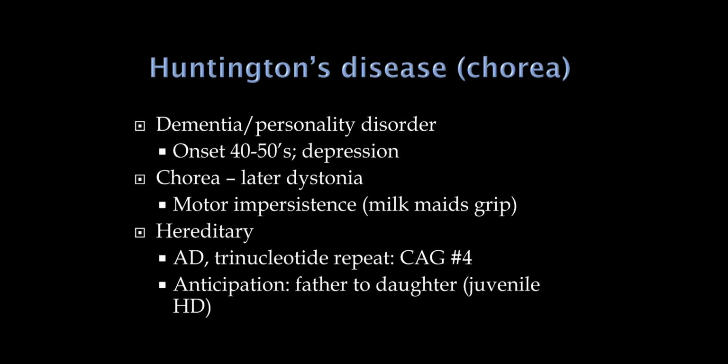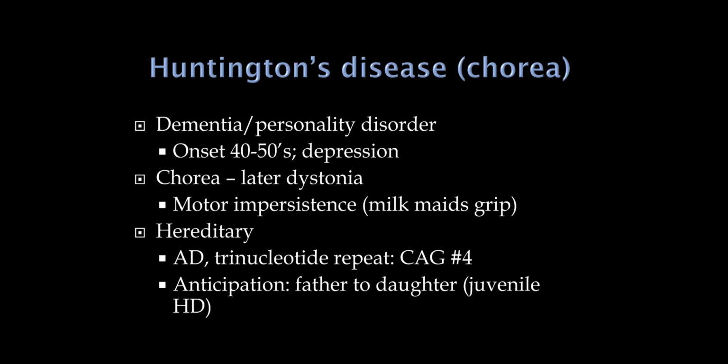Okay, so it's hereditary, so this is trinucleotide repeat, and so you need to know chromosome 4 CAG repeats. And with trinucleotide repeats, we often see anticipation, where it gets worse as the trinucleotide repeats accumulate with successive generations. And this is especially prominent in father-to-daughter transmission. And there we can get a teenager with the onset of Huntington's, and that is due to spermatogenesis.